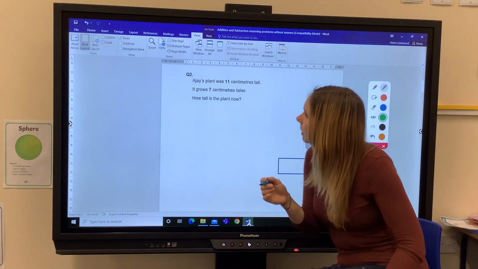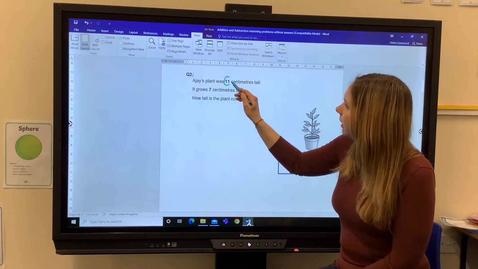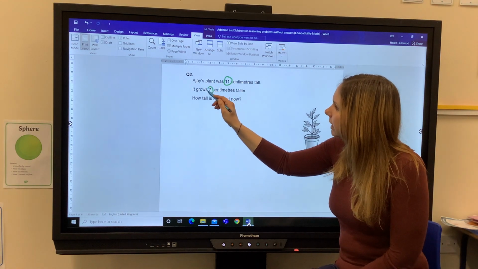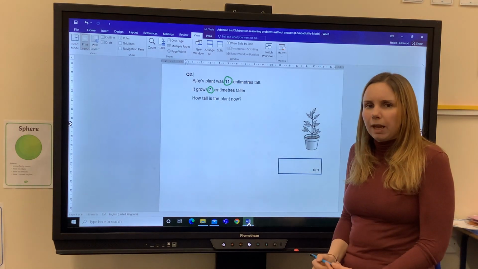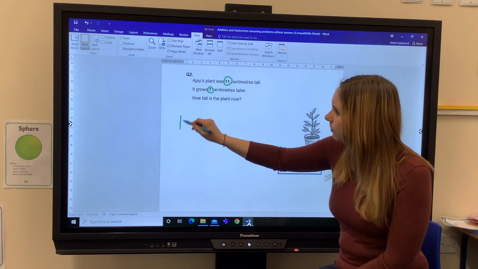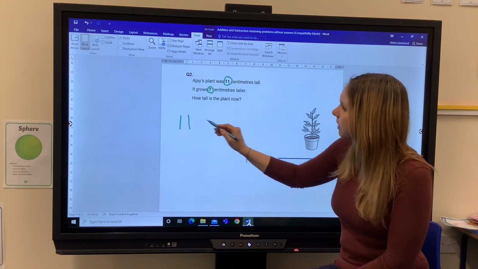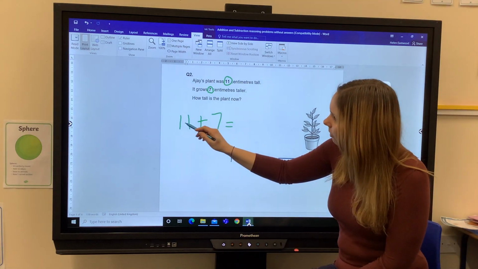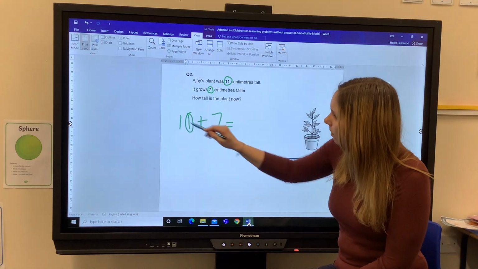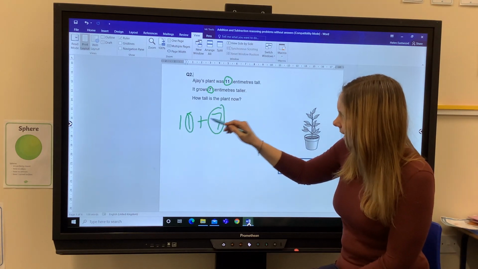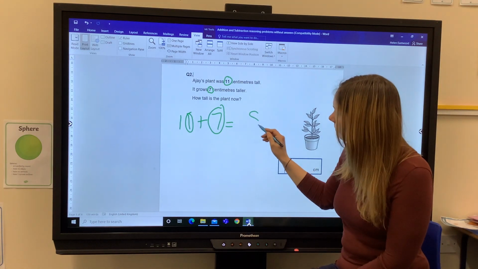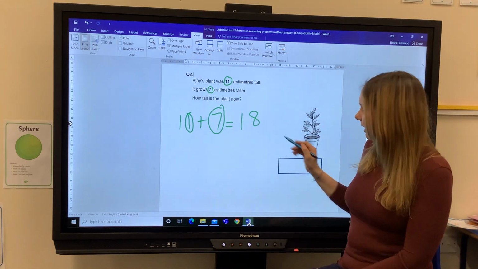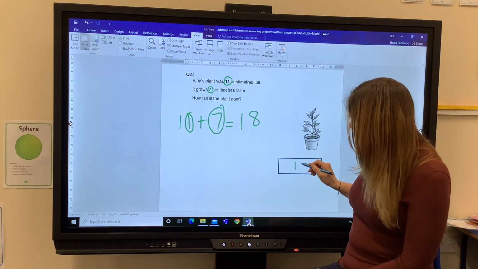Now, Ajay's plant was 11 centimetres tall. And again, circle the information that I'm told. It grows 7 centimetres taller. How tall is the plant now? So it was 11 and then it grew taller, so it grew more. So if it's more, I know I'm adding 7. So I know 10s, I've got 1 ten there, I've got 1 one. No 10s there, 7 1s there. I know 1 and 7 is 8. I know I've got 1 ten, no 10s there, so it's still 1 ten, 18 centimetres. So I'd write that in the box here.